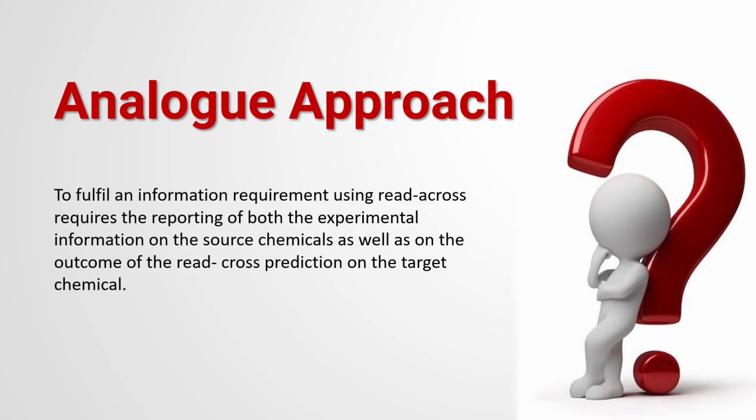To fulfill the information requirement using read-across requires the reporting of both the experimental information on the source chemicals as well as on the outcome of the read-across prediction on the target chemical. Let us now have a closer look at how to report read-across in Euclid under the Analogue Approach.